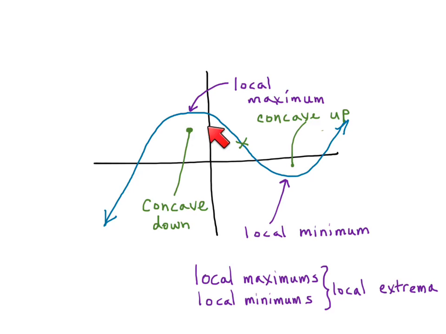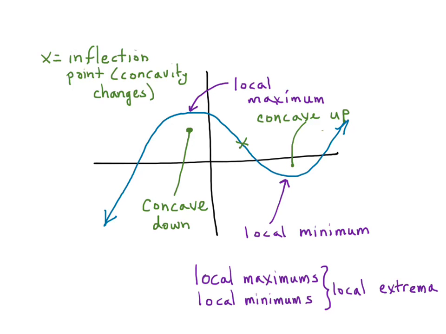So around your local maximums, you're going to have something that's concave down, and around your local minimums, you're going to have something that's concave up. Okay, so it just comes right back up. Now, there's going to be a point where the concavity changes right here, where it goes from concave down to concave up, and we're going to call that a point of inflection. Okay, so an inflection point is where concavity changes.